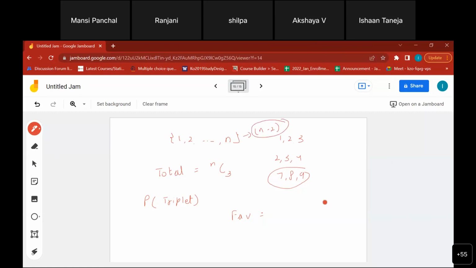Out of that, I need to select any one. So my favorable cases are n minus 2 only, right? Yes. So what would be my probability? Favorable upon total, which is nothing but n minus 2 upon nC3. So please explain how we have calculated the number of triplets here in this set.